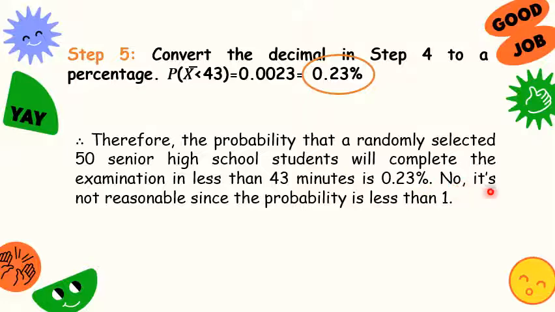So, no, it's not reasonable since the probability is less than 1%. Kung titignan nyo to kasi wala pang 1% yan. So, napakaliit niyan. So, therefore, hindi siya reasonable. So, ang mean kasi natin kanina is 46 point something eh. Tapos, binaba pa siya, less than 43 minutes pa. So, parang hindi na siya reasonable, ano? Kaya siya ay, no, it is not reasonable since the probability is less than 1%.